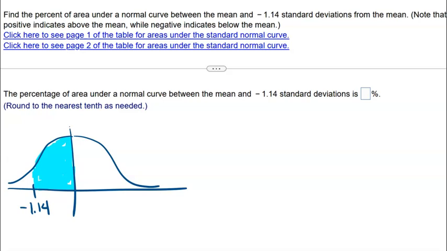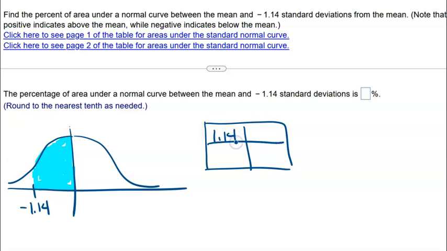So when we have our table, we need to look for 1.14 on our table. Actually, I didn't mean to put that there. I meant to put Z there. That's my Z-score, and this is A. So 1.14 is what we're going to look up, and then what we're trying to find is this A value right here, and that's going to give us that percent value that we're looking for.